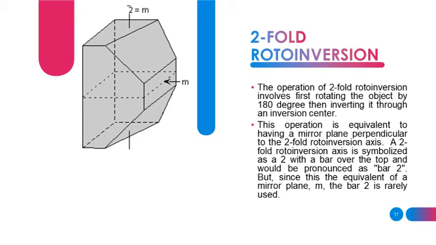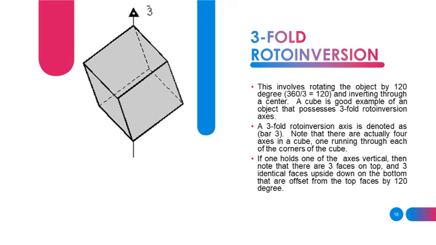A two-fold rotoinversion axis is symbolized as a 2 with a bar over the top, and it is pronounced as bar 2, but since this is equivalent to a mirror plane M, the bar 2 is rarely used. From the illustration, we can easily determine what kind of rotoinversion it is because it is the same as a mirror plane. So the three-fold rotoinversion involves rotating the object by 120 degrees and inverting through a center.